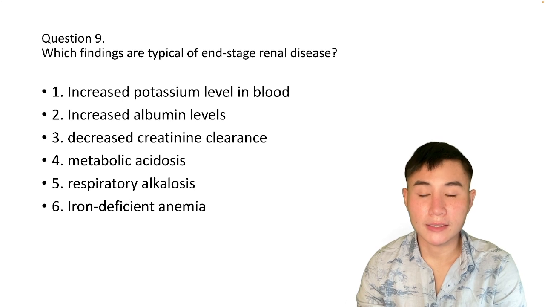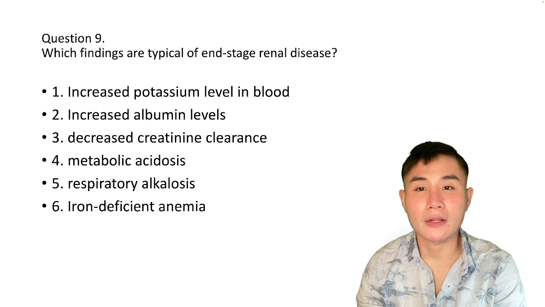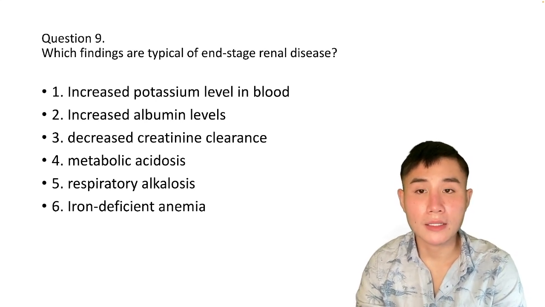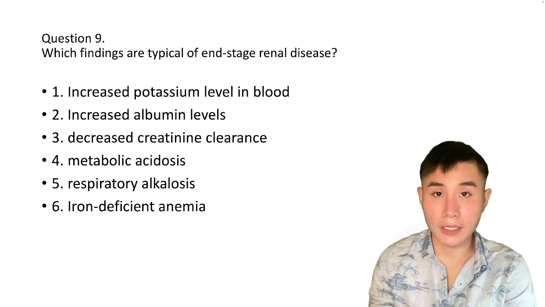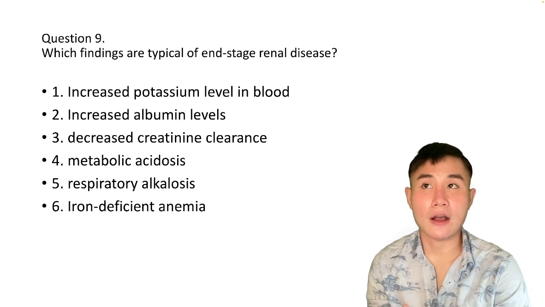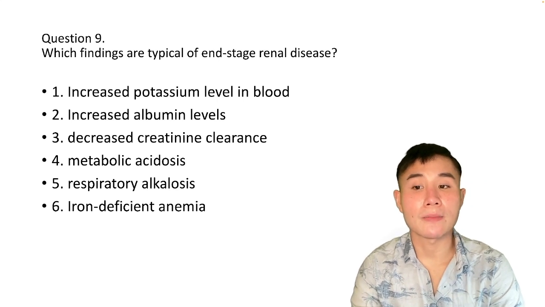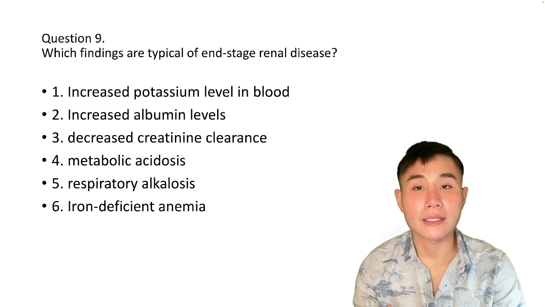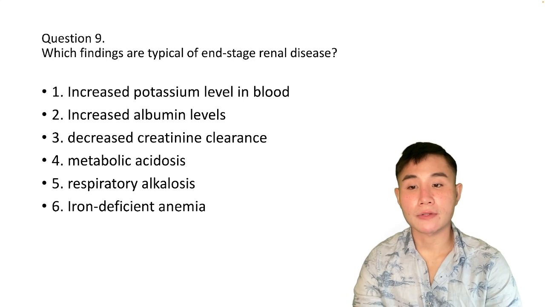Number 4, metabolic acidosis. Yes. So numbers 3 and 4 are correct. It causes metabolic acidosis in end-stage renal disease. Why? Because the kidneys produce a buffer called bicarbonate, HCO3. So if we have a damaged kidney, there's not enough bicarbonate being produced or regulated. That's why it leads to metabolic acidosis, because bicarbonate is a buffer. It's an alkalytic agent. Number 5, respiratory alkalosis.